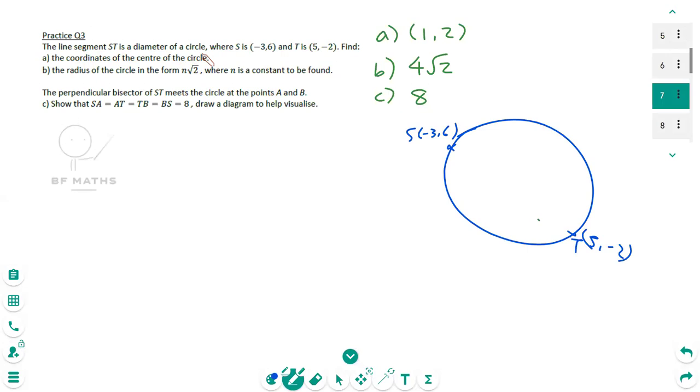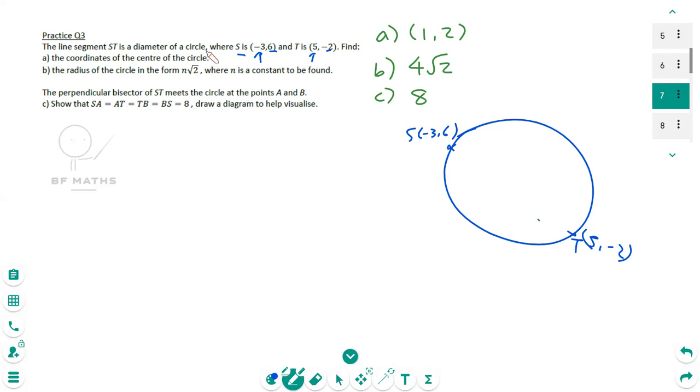What I like to do is I just compare the y coordinates. 6 and -2, that means one must be higher. S must be in a higher position than T. And comparing the x coordinates, -3 means S is on the left side and T is on the right side. And it has to be a diameter, therefore it has to be this way, okay? They are opposite each other.